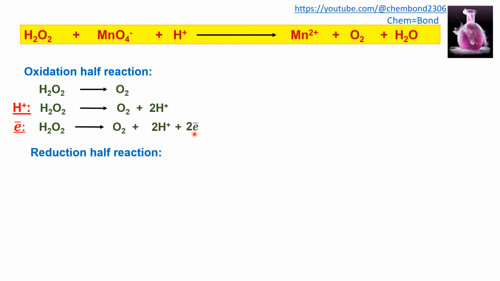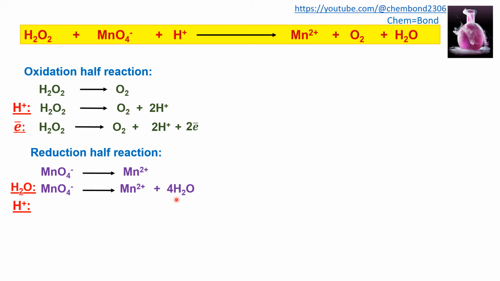In the reduction half reaction, permanganate anion, that is plus 7, is converted to plus 2. So first we will balance the number of oxygen on both sides by adding water. Here are 4 oxygen present, so we will add 4 water molecules. Now we will balance the hydrogen by adding hydrogen ions to the other side of the equation. Here are 8 hydrogen present, so we will add 8 hydrogen ions to the other side.